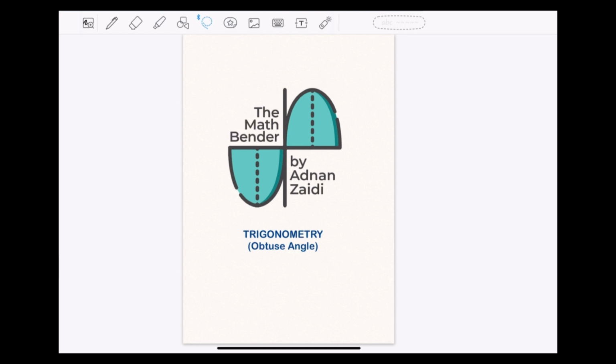I'm Adnan Zaidi, and in this section, we'll discuss further trigonometry and what are obtuse angle identities. Let's start.